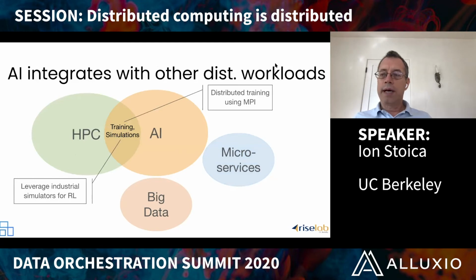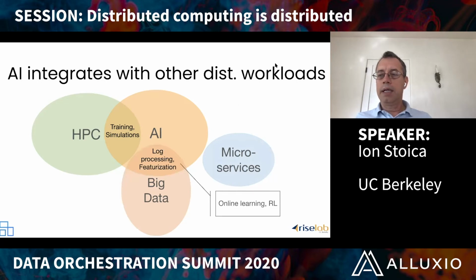AI is already overlapping with high-performance computing. Distributed training systems like Horovod are leveraging MPI, a system developed by the HPC community over the past 30 years. Similarly, some industrial reinforcement learning applications are leveraging large-scale simulations running on HPC clusters.